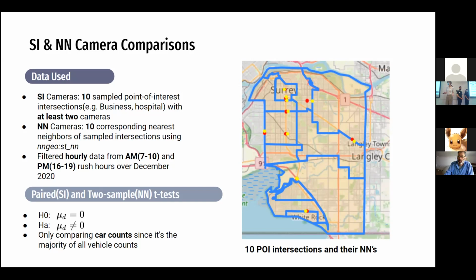And then we conducted a 2-sided paired t-test for the same intersection cameras and a 2-sample t-test for the nearest neighbor cameras, with the null hypothesis being that there's no significant difference between the car counts of the 2 cameras. And we are only comparing the car count since it's the majority of our vehicle counts.